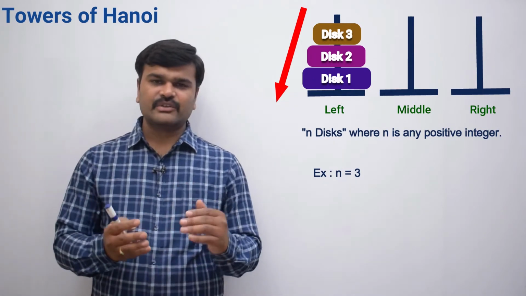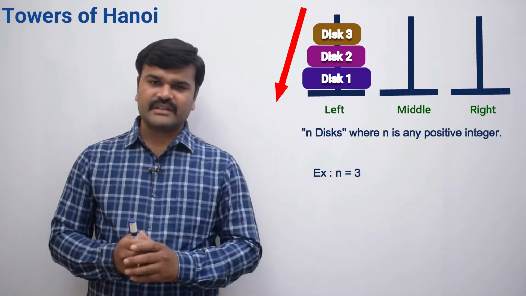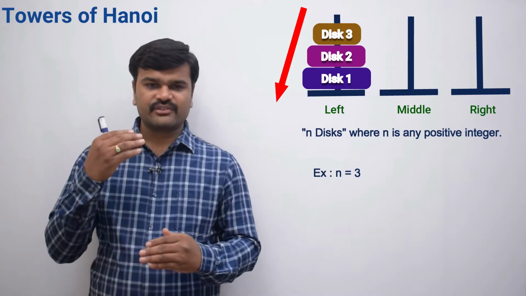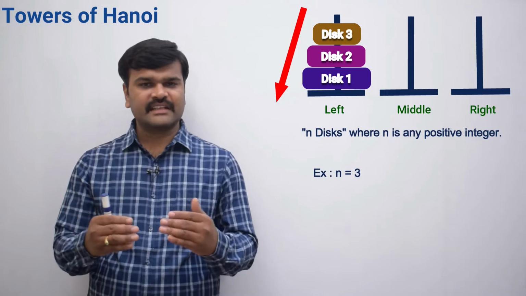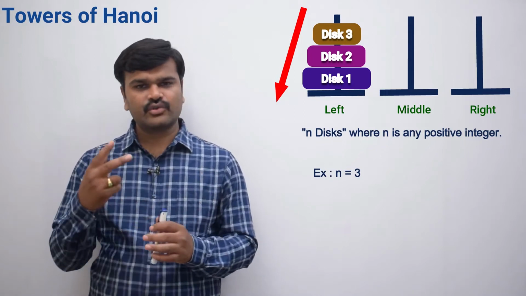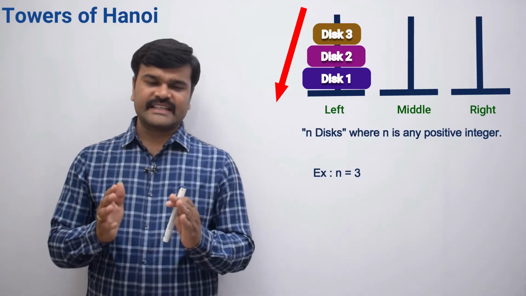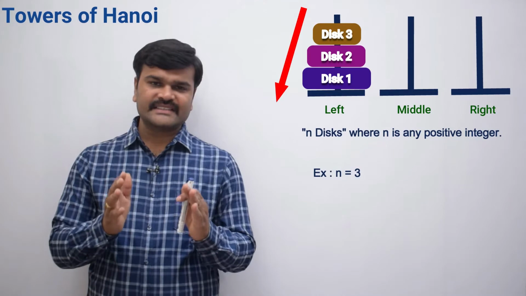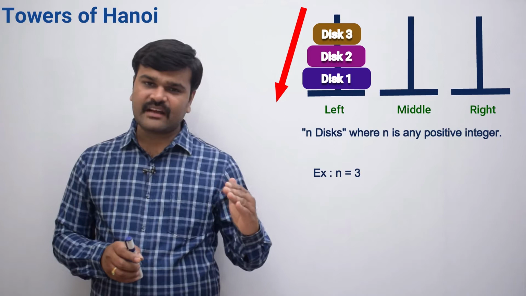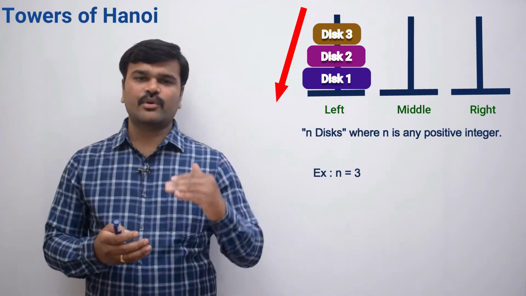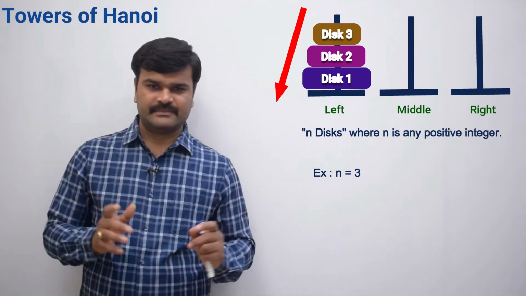Here we have three towers named left, middle and right, and n disks, for example n is 3. All these n disks are of different sizes; no two disks are the same size. Initially all these disks will exist at the left tower, in ascending order of their sizes from top to bottom. So that is the initial configuration of this game.